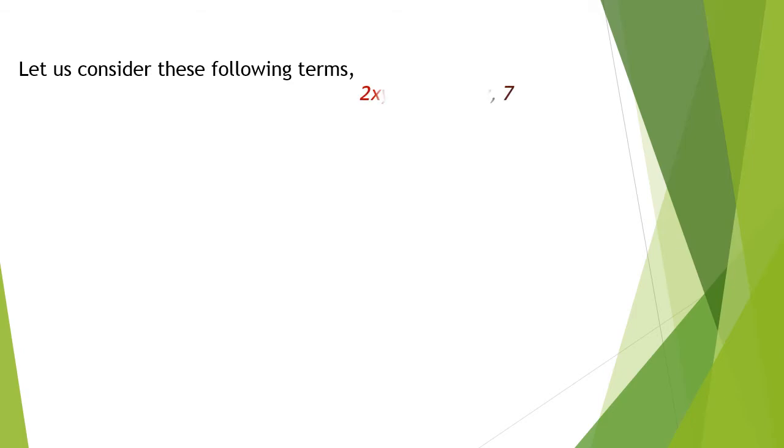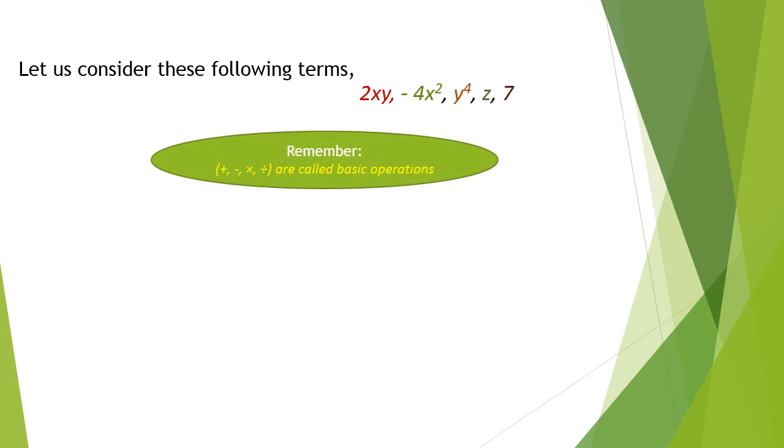Let us consider the following terms. We have randomly picked these terms: 2xy, minus 4x square, y to the power 4z, and 7. These are terms. And you need to remember these basic operations: addition, subtraction, multiplication, division are called basic operations. And the plus sign, minus sign, multiply sign, and divide sign are operators. There are 4 operators, and addition, subtraction, multiplication, and division are basic operations. Now remember this, and you can see the various terms which are right here.